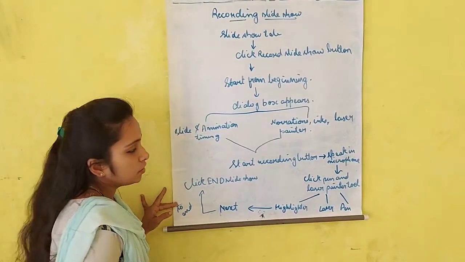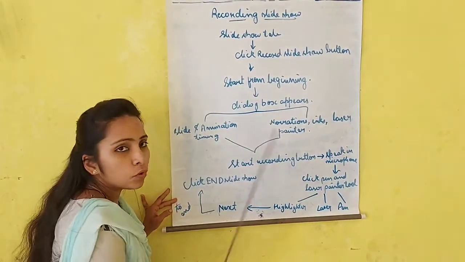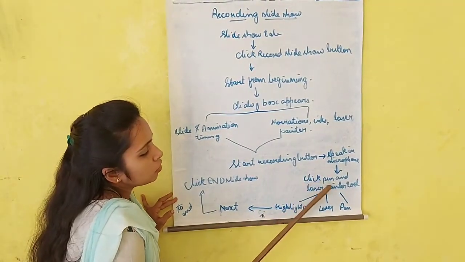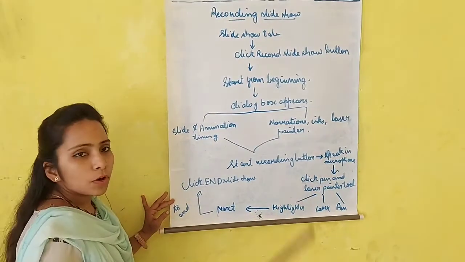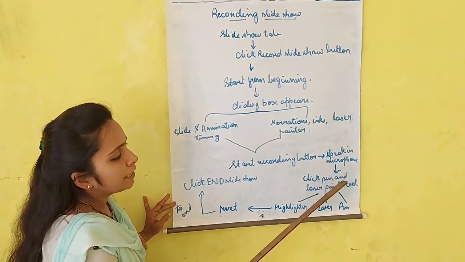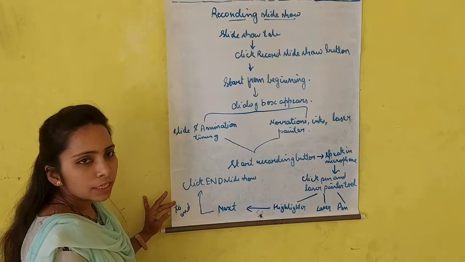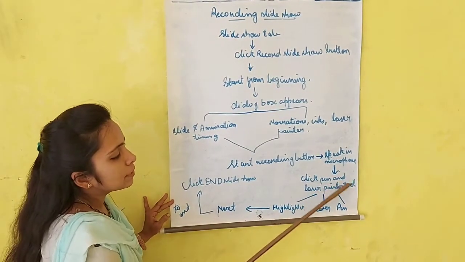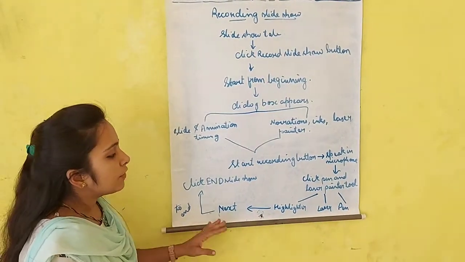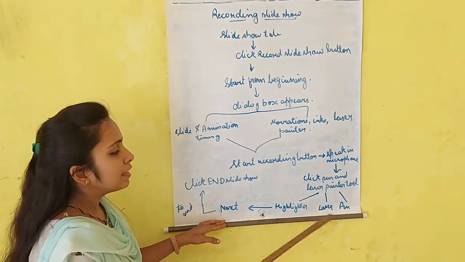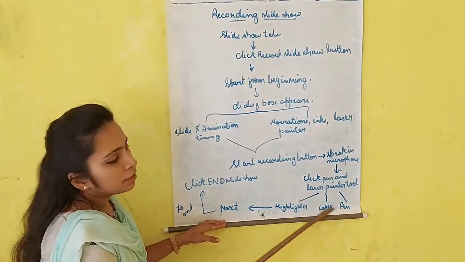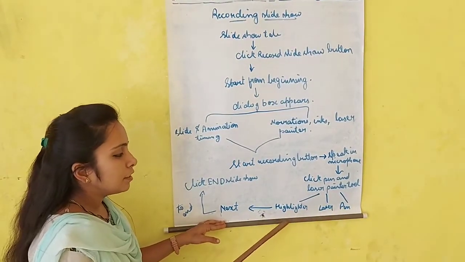Microphone is a must. You will start speaking in the microphone, and then one dialog box will appear again which will show you the pen, laser pointer tools. Here, you will click on the pen and laser pointer tools. In that you will find three options: highlighter, laser pointer and pen. You can choose any among these.